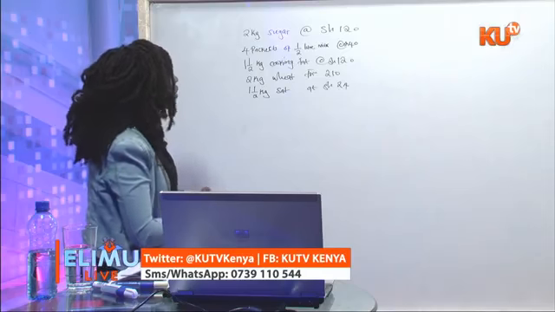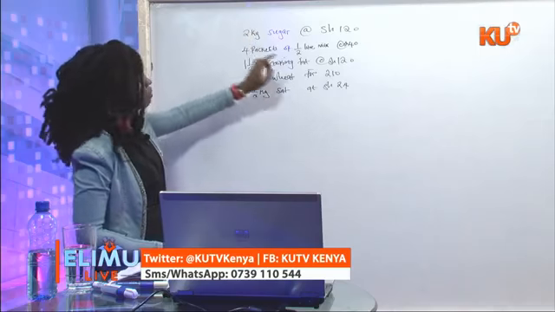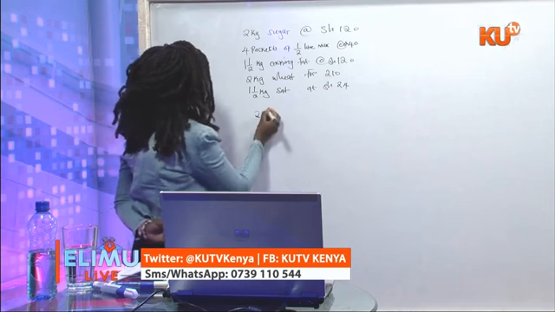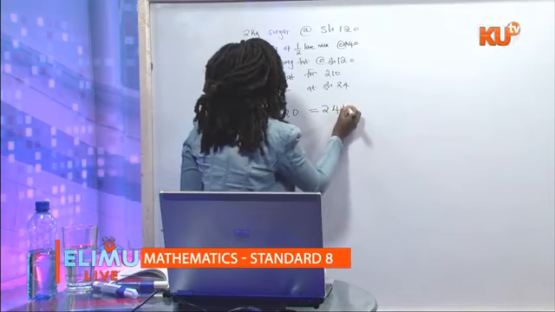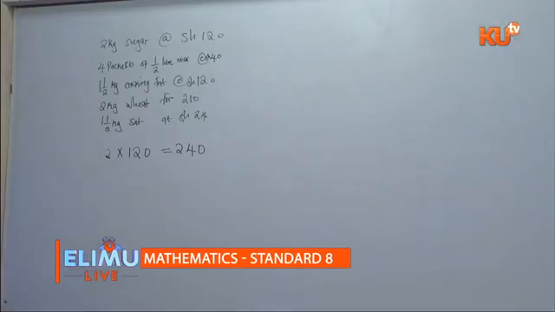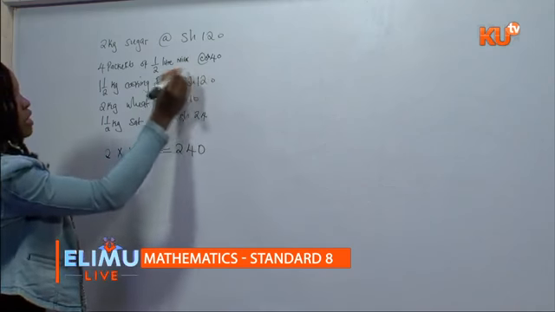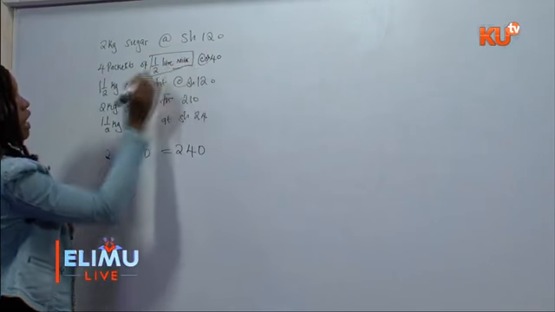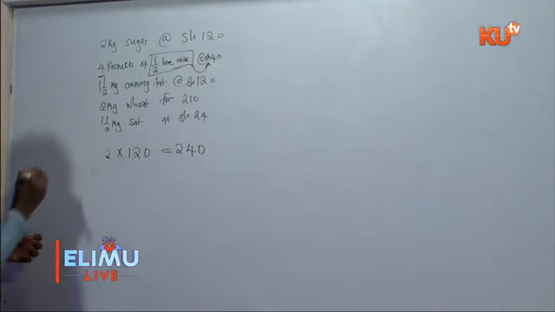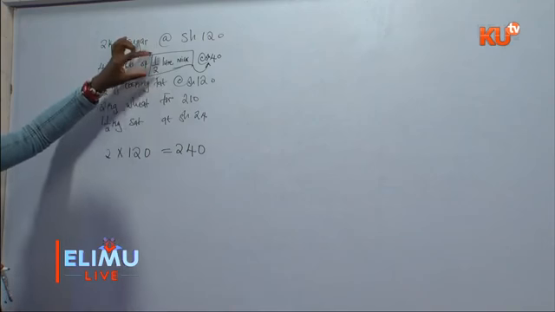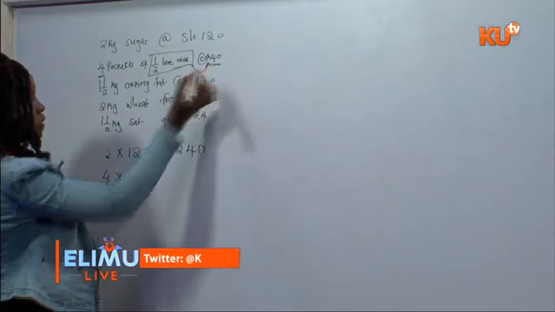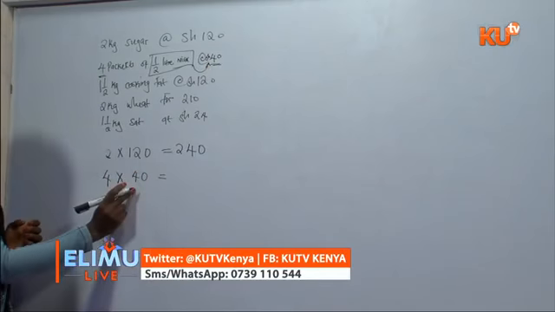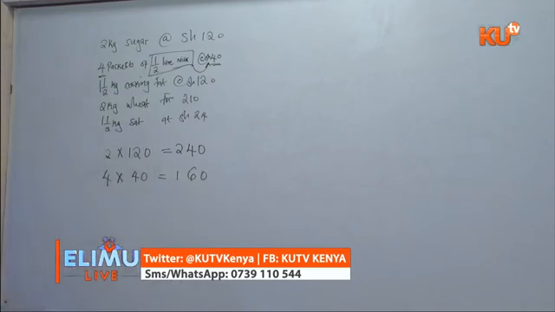2 kgs of sugar at 120 shillings. So it is the number of kgs bought times the cost of 1 kg. That is 2 times 120 shillings. 2 times 120, we get 240 shillings. Then 4 packets of a half liter milk at 40 shillings per packet. So this means that 1 packet of a half liter costed 40 shillings and she bought 4 packets. So it's going to be 4, the number of packets bought, times the cost of 1 packet, which was 40 shillings. 4 times 40, we get 160 shillings.